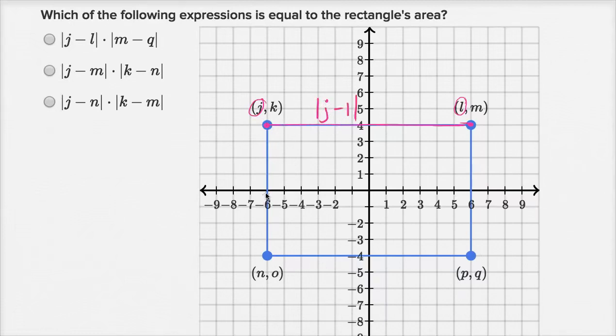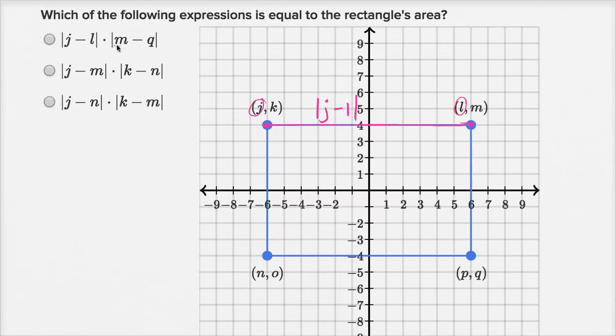Once again, the x-coordinate here is negative 6. The x-coordinate here is positive 6. And you can even figure it out. It's going to be negative 6 minus 6, which would be negative 12. And then you take the absolute value of that. This is going to be 12. And you don't even have to figure that out here. We just know that the length of this line is the absolute value of j minus L.